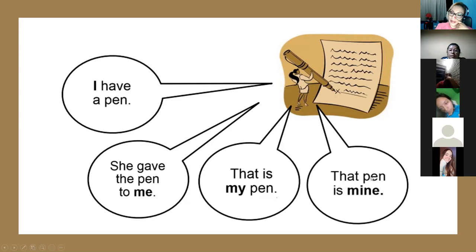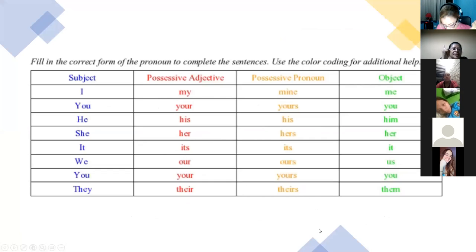Cuando es un object, el otro va antes, el objeto, o ni siquiera se menciona, that pen is mine. Like possessive pronoun mine. El object va antes y a veces ni siquiera se menciona. Y esos son los ejemplos. ¿Sí? May I say something?